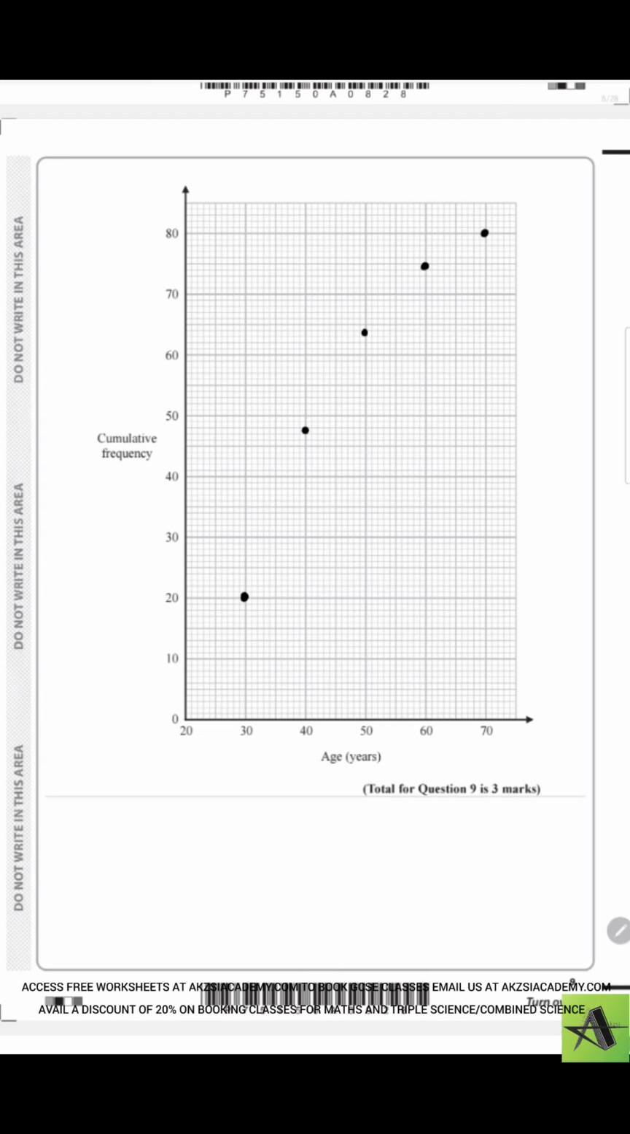Do remember that the shape that you will get is an S-type shape. So don't join with straight lines. Instead, draw a curve like this. That would be, I would say it's not very perfect, but yeah, it would be like this. That's your cumulative frequency curve.